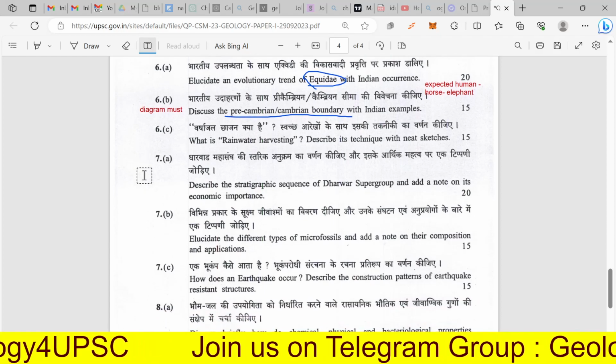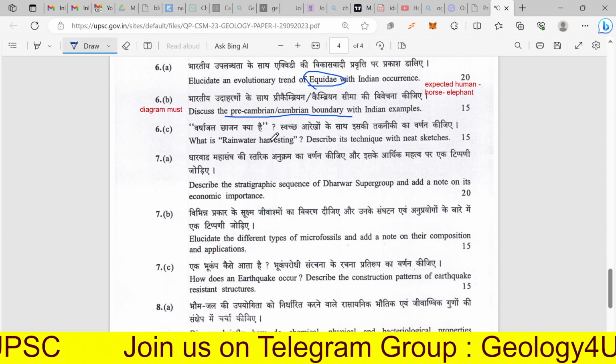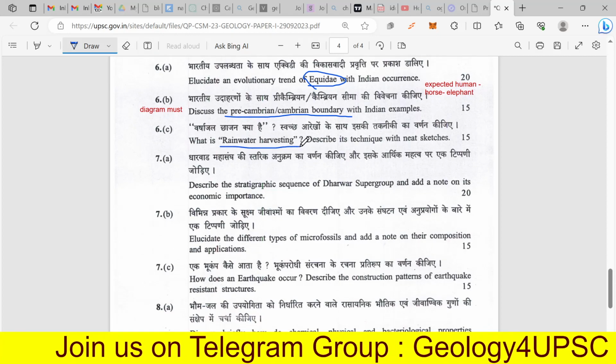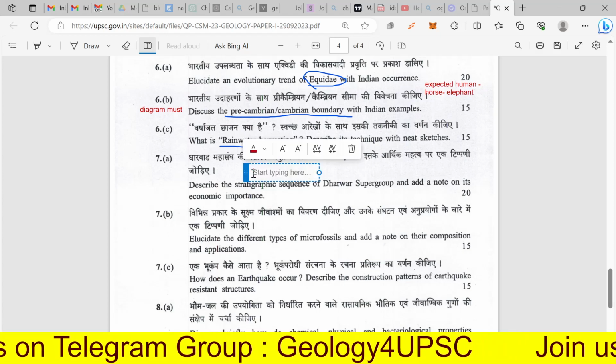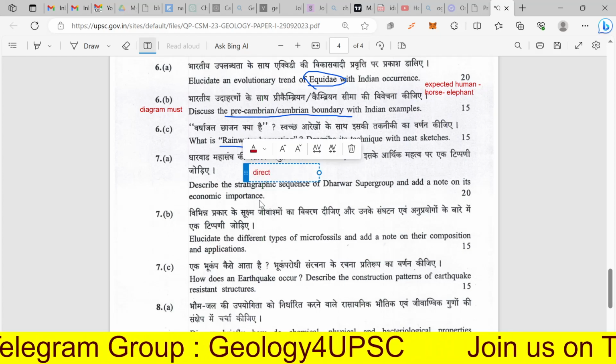Rainwater harvesting is very simple. And the 7th question is about the Dharwar Supergroup. Very simple. It is also asked in terms of PIQ. Microfossils have also been asked in 2019 and other years, also subsequent years.